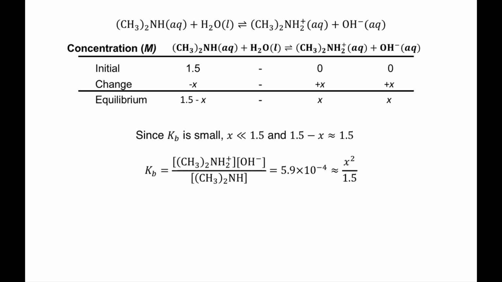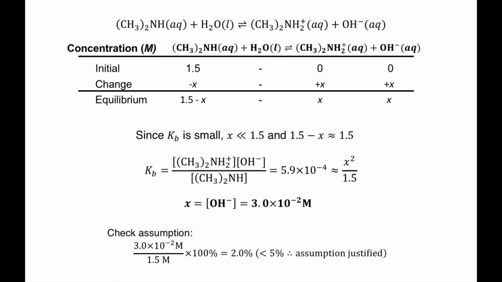So Kb is equal to the concentration of the products over reactants. That's going to be 5.9 times 10 to the minus 4, which is approximately equal to X squared over 1.5. Remember that our X squared comes from the fact that for the product, we have X times X. So X is equal to the hydroxide concentration, which is equal to 3.0 times 10 to the minus 2 molar. Then we check our assumption to make sure that everything is justified.